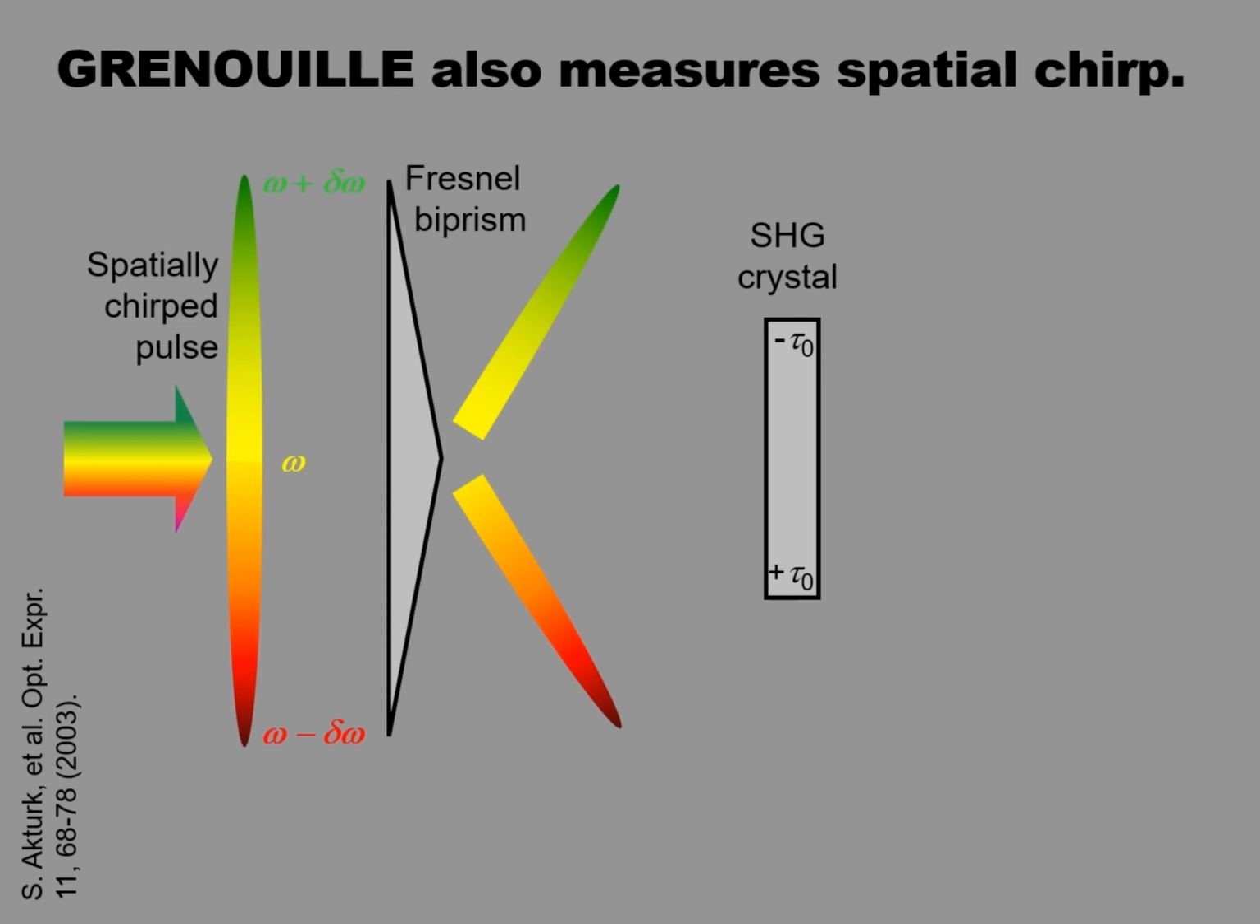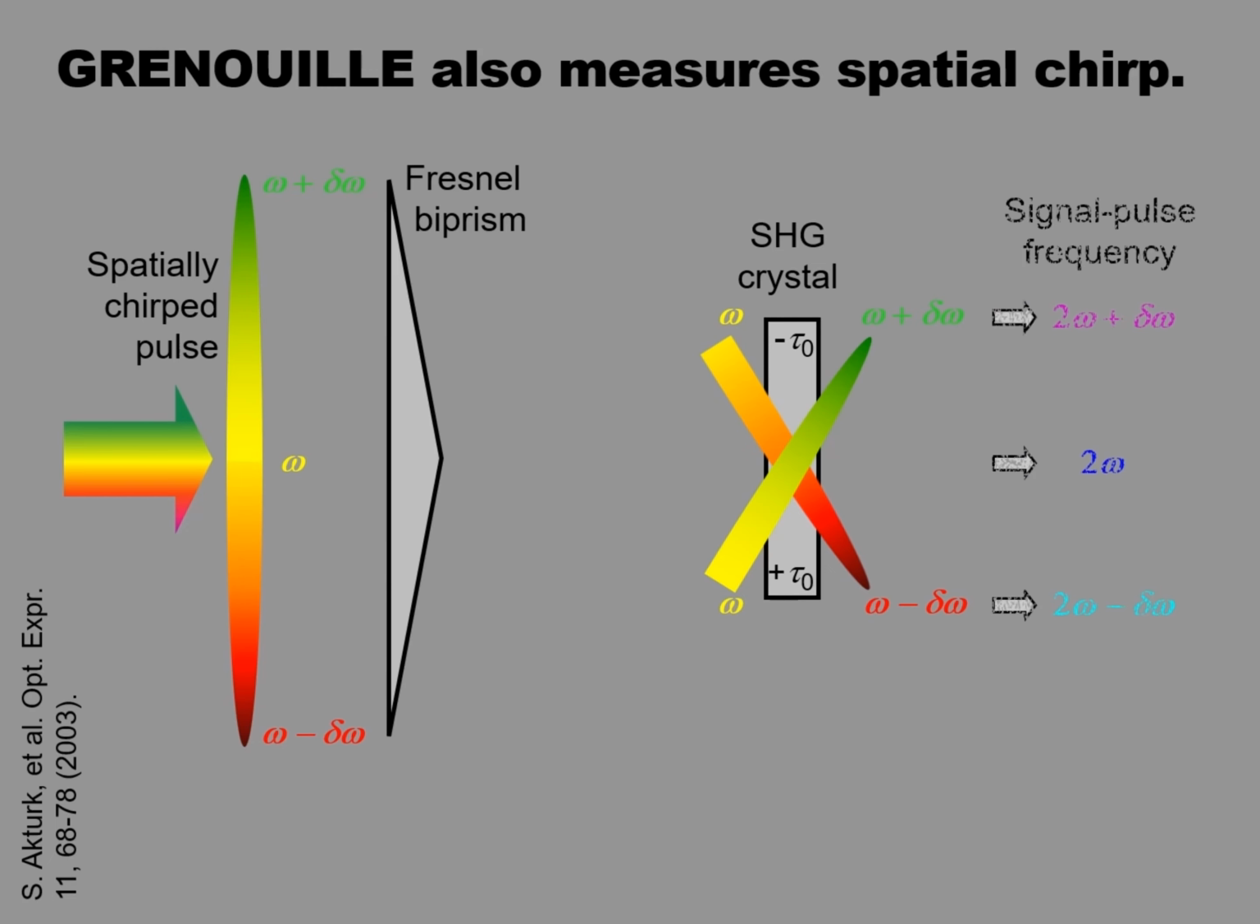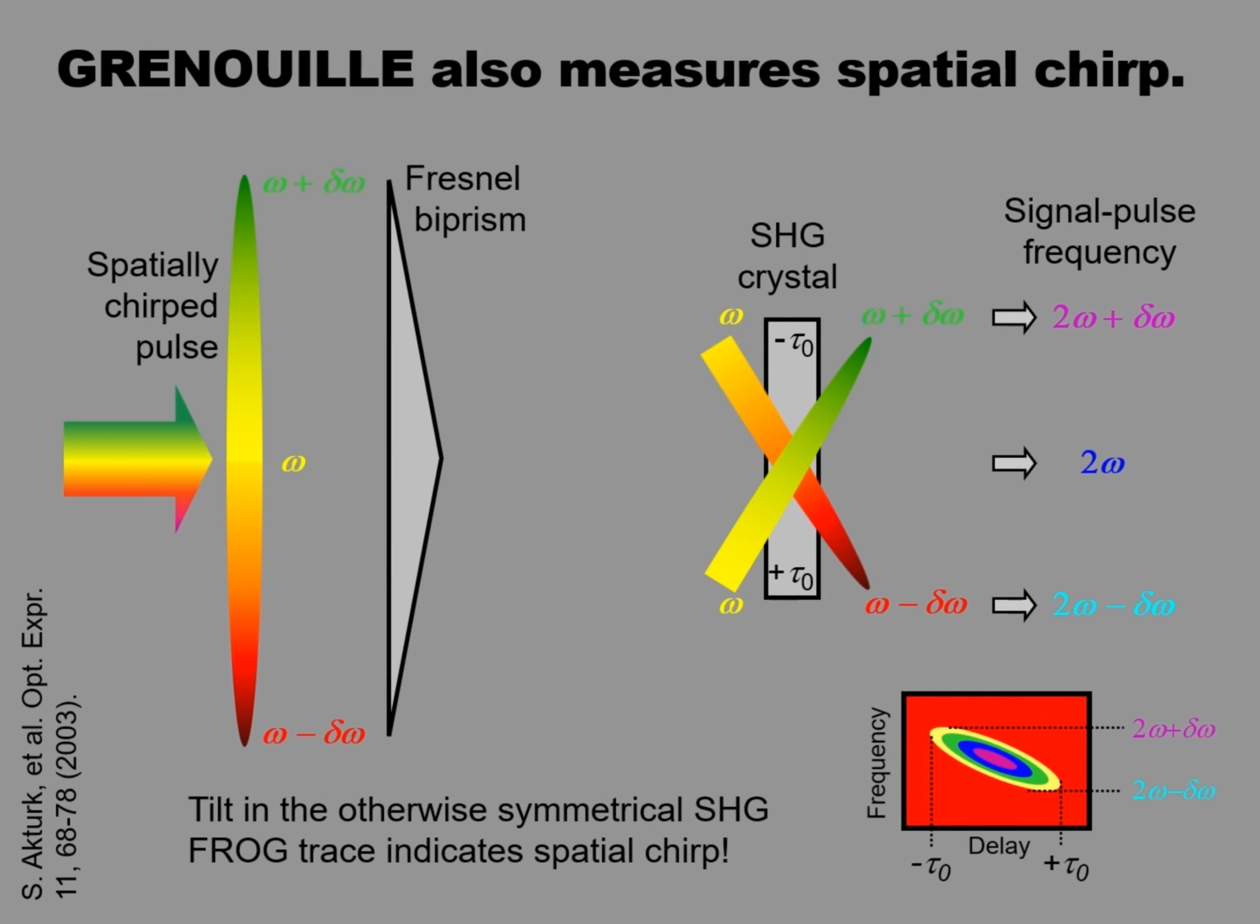Now, ultrashort laser pulses can have spatiotemporal distortions. One such common distortion is shown here. It's called spatial dispersion or spatial chirp, in analogy with temporal chirp. What happens when such a pulse is measured by GRANUI? Well, the Fresnel biprism splits the beam in two and crosses the resulting pulse replicas, as we've seen. But now different frequencies overlap in different places in the second harmonic generation crystal. And we can see that the highest frequencies are generated at the top of the crystal and the lowest at the bottom. But these coordinates correspond to delays. So the otherwise symmetrical SHG FROG trace will be tilted, and the trace tilt is proportional to the spatial chirp in the pulse. And as a result, the spatial chirp is measured.